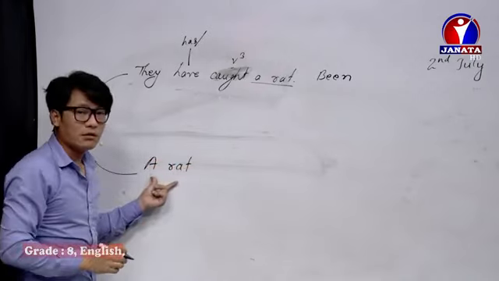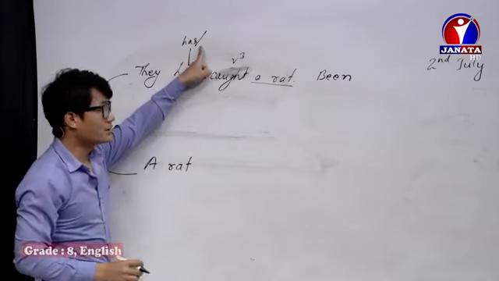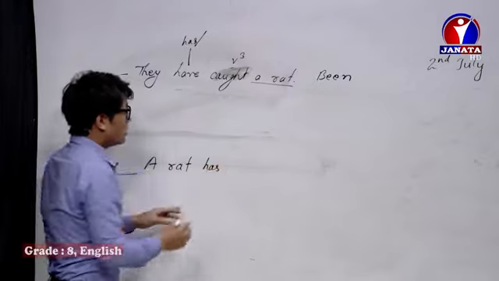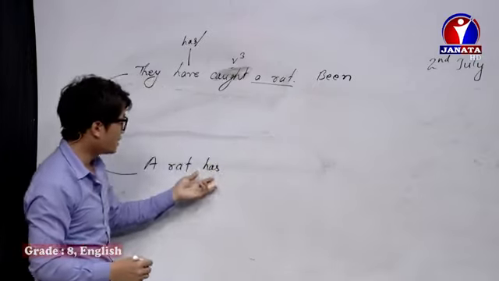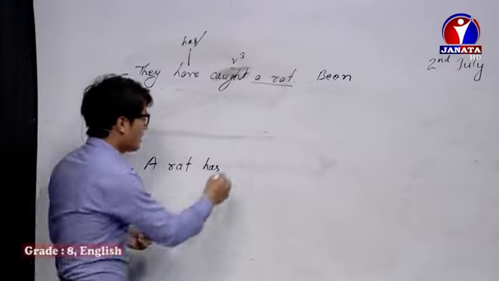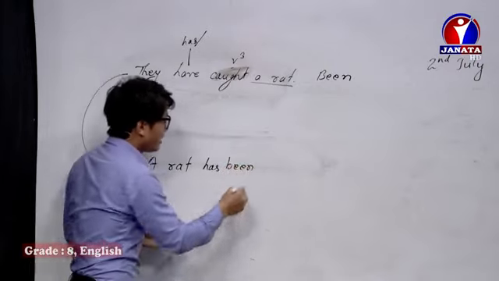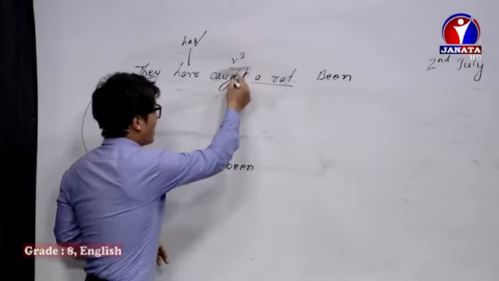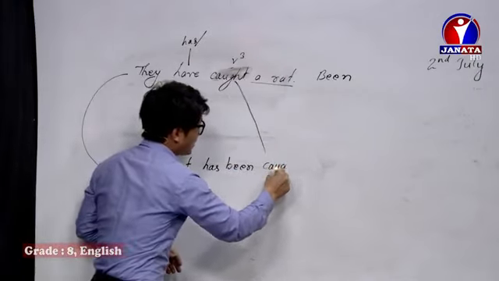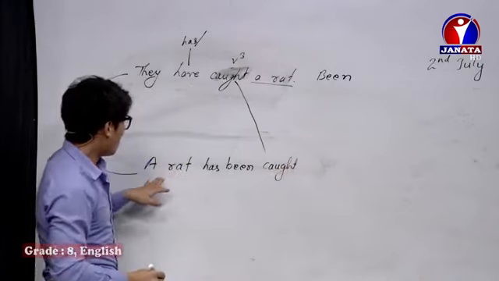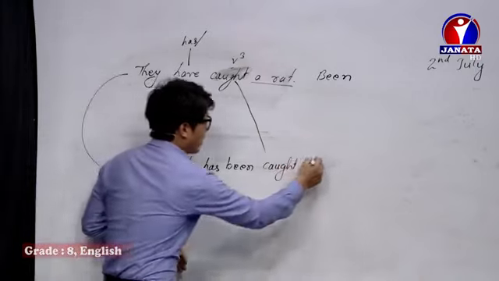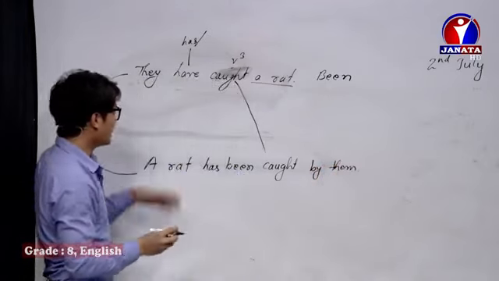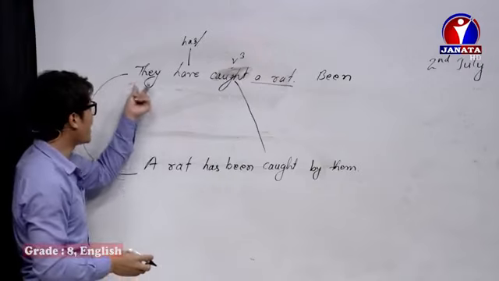A rat is singular, and a rat takes have or has. Obviously a rat takes has. A rat has. Then we need the be verb after this has. What is the be verb? Been, because this is present perfect. A rat has been, and verb 3 is caught. A rat has been caught by them. This is called an assertive sentence. Why assertive? Because it starts with the subject.